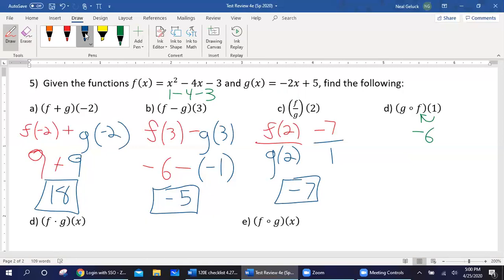But now that -6 becomes the input in the G machine. So now I'm plugging -6 into the G machine, and that's going to give me 12 plus 5 for a result of 17.